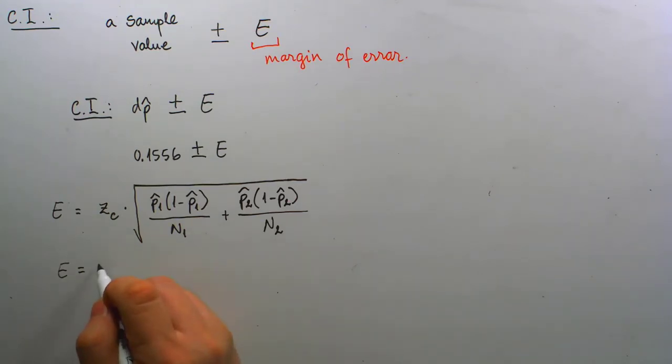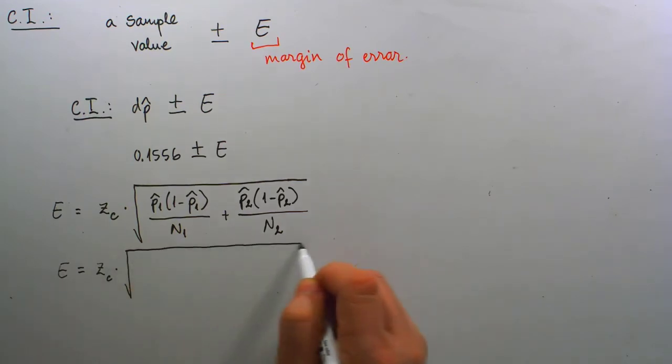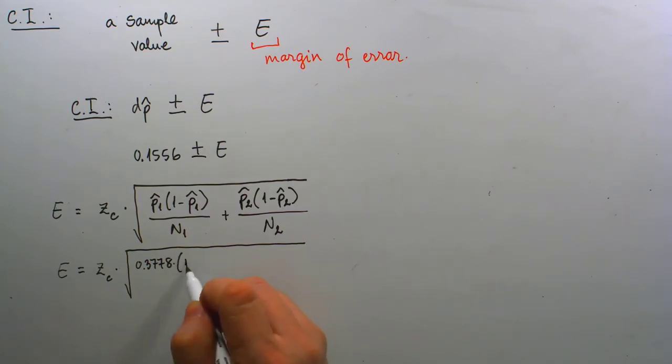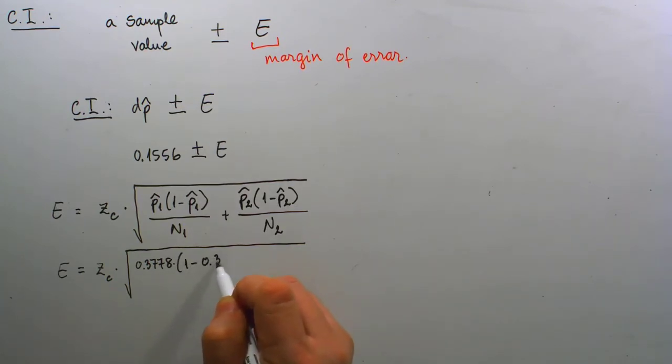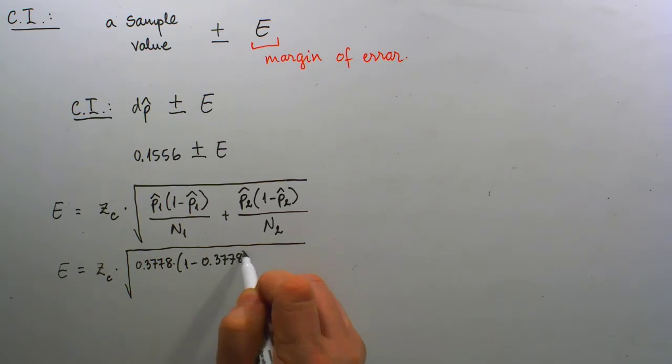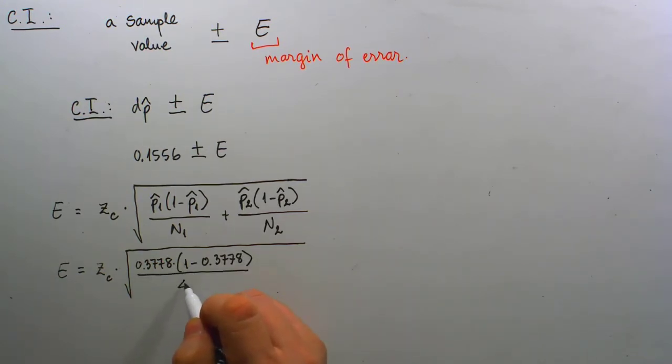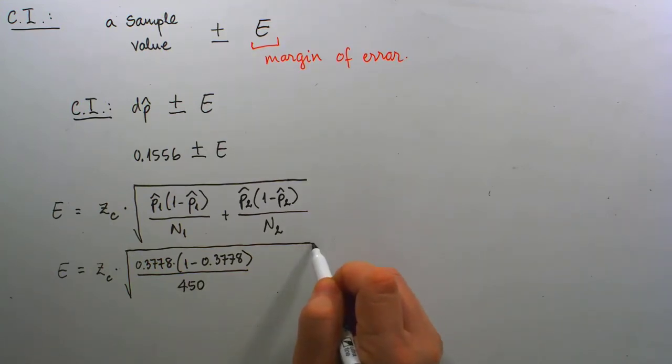So we still haven't gotten to the z sub c, so now I'm going to leave that there, but at least the bigger part that is inside the square root here, I am going to have 0.3778 for p hat 1 in product with 1 minus 0.3778 for p hat 1, and I'm dividing that product by the sample size n1, 450. And I'm going to need to extend this a little further.